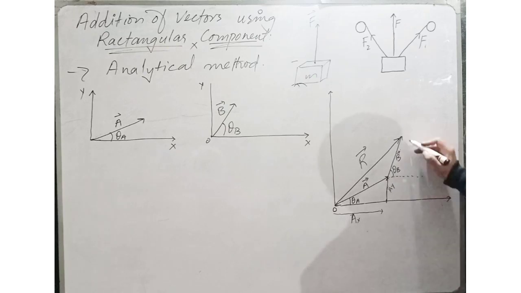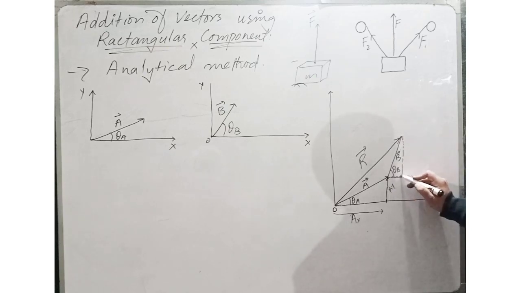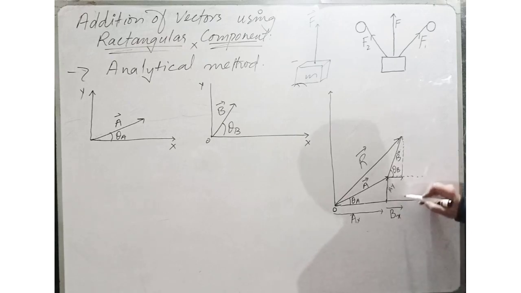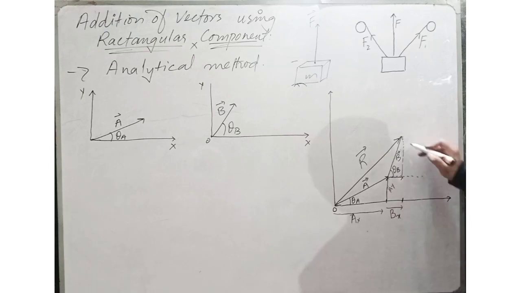What about the x component of B? So we can draw a perpendicular over here. So this is the x component of vector B, because both these are parallel and having the same length. So this will be the x component of vector B, and this will be the y component, right? So let me draw this over here. So this is By. Okay.